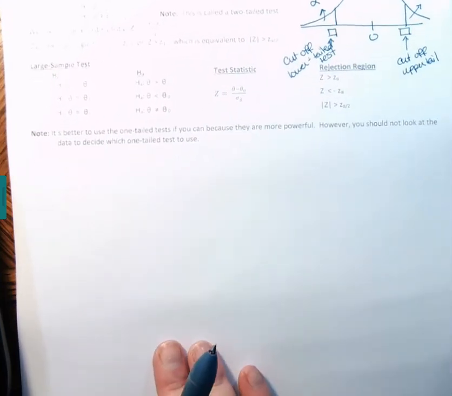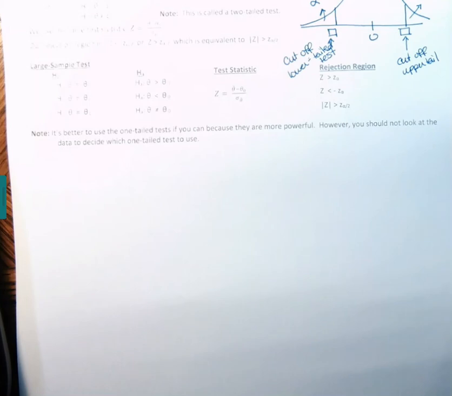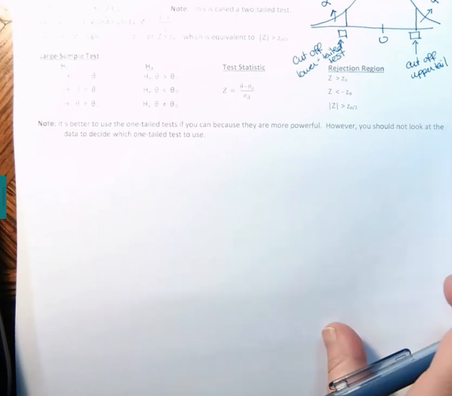And then note here, it's better to use a one-tail test if you can, because they generally are more powerful. However, you should not look at the data to decide which one tail to use. So in other words, you need to make that decision before ever looking at your data if you really are just interested in the one tail, whereas if you're really interested in a two-tail, then you need to perform the two-tail test. And then let's look at one more example.